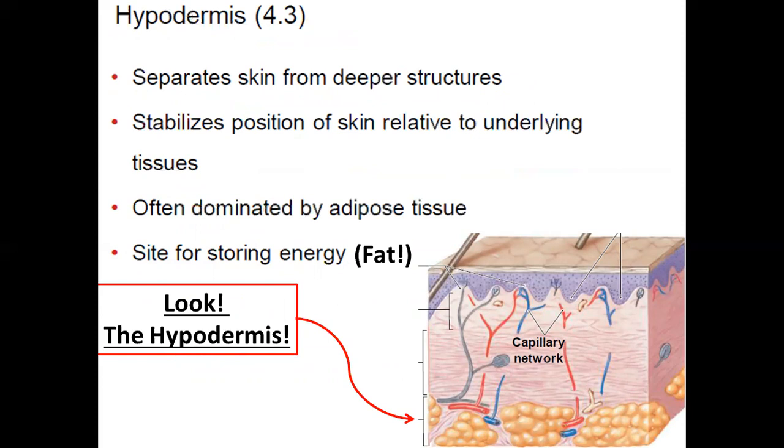The hypodermis separates the skin from deeper structures, so anything below, like muscle or organs. It stabilizes the position of the skin to the underlying tissue, so it's an anchor for the skin to everything below it. It's often dominated by fat tissue or adipose tissue, and it's a major storage site in your body for storing energy. Fat is the major storage molecule in your body. So you have a significant amount of fat tissue under the skin in the hypodermis or the subcutaneous layer.